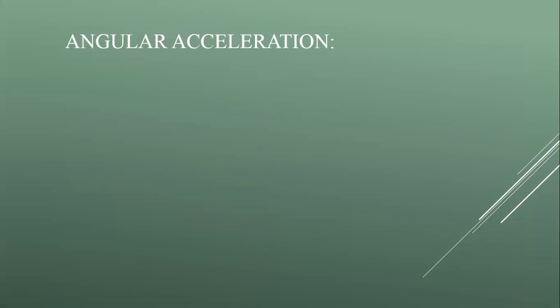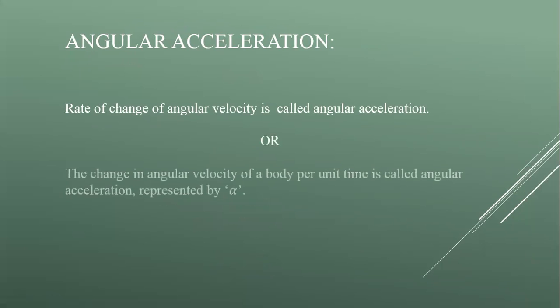Now the second term is angular acceleration. Angular acceleration is the rate of change of angular velocity. The rate of change of angular velocity is called angular acceleration, or the change in angular velocity of a body per unit time is also called angular acceleration, and it is represented by alpha. This is the symbol for angular acceleration, alpha.